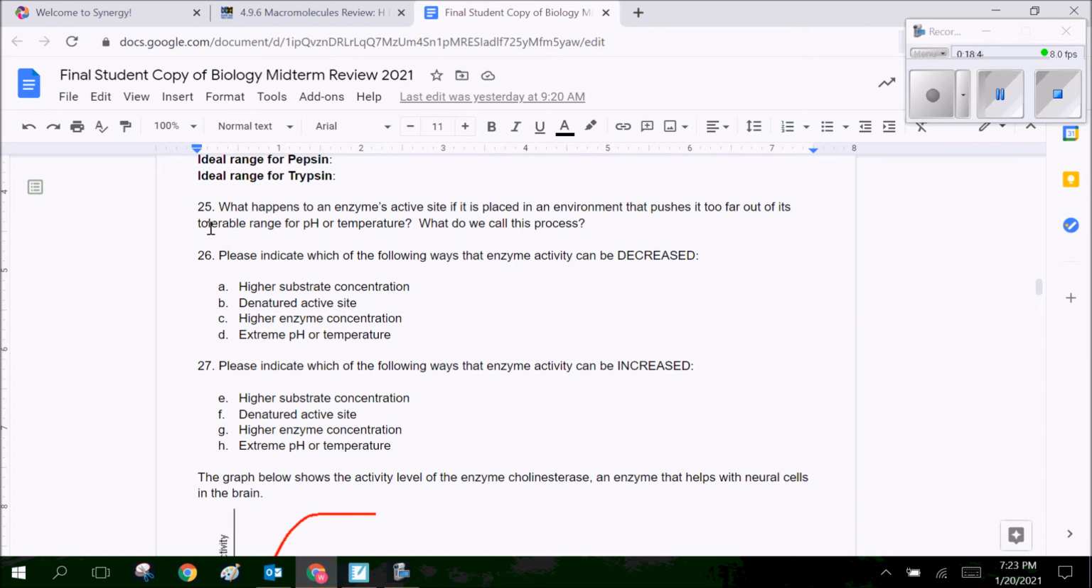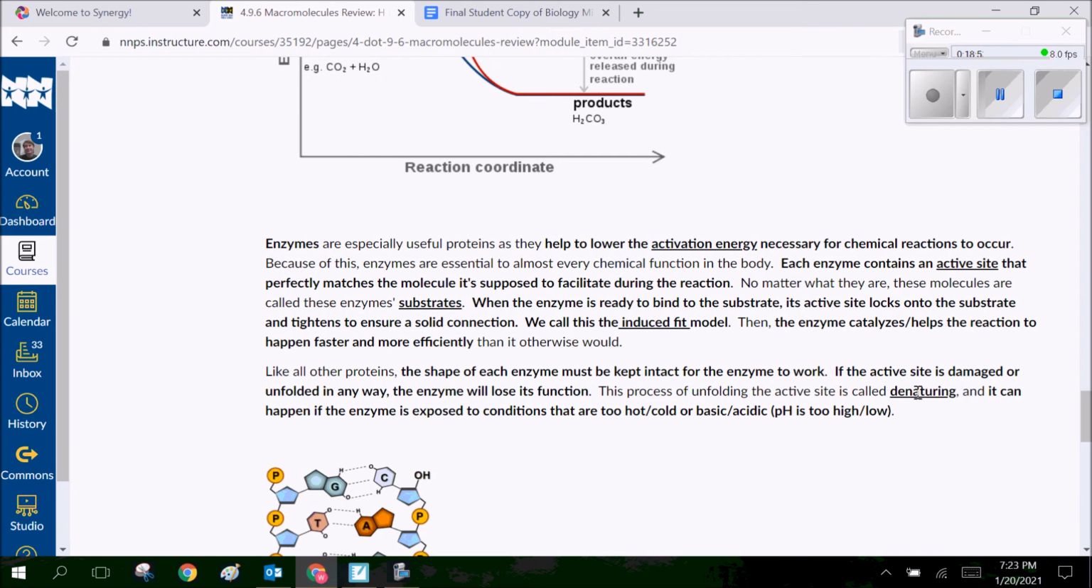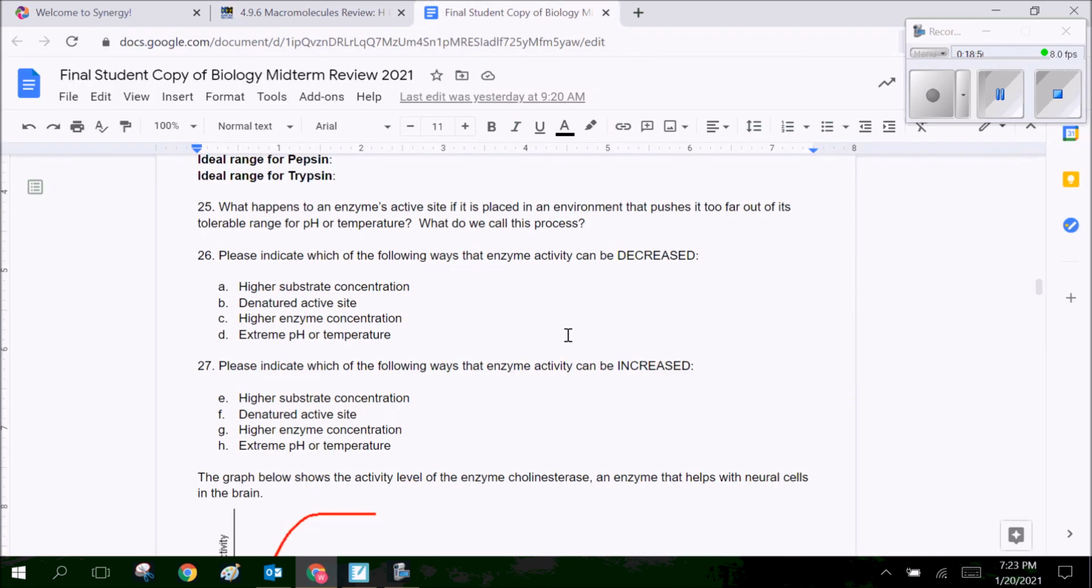And let's continue. What happens to an enzyme's active site if it's placed in an environment that pushes it too far out of its tolerable range of pH or temperature? What is it we call this process? Well, we call it denaturing. It unfolds the protein and makes it so it can't work anymore.